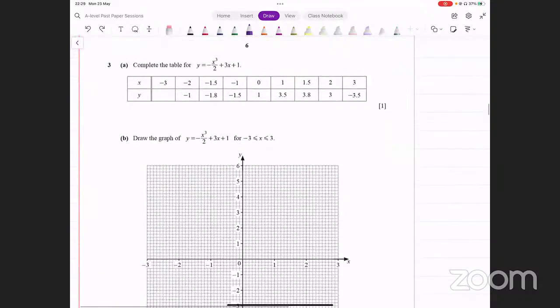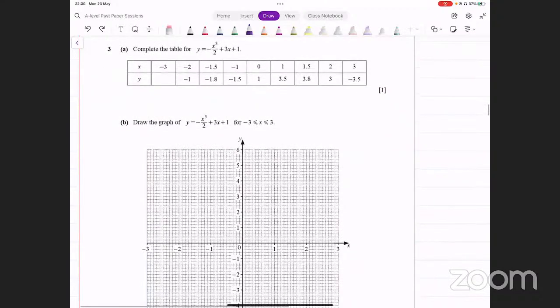Okay, now this is graphs of functions. We have to complete the table for y equals minus x cube over 2 plus 3x plus 1. We have to complete this table, just put the value of x inside. We input x as -3 there, and see what you get: minus into -3 cubed, that's going to be 27 over 2 minus 9 plus 1, and I'm getting 5.5 here. So this value is 5.5.